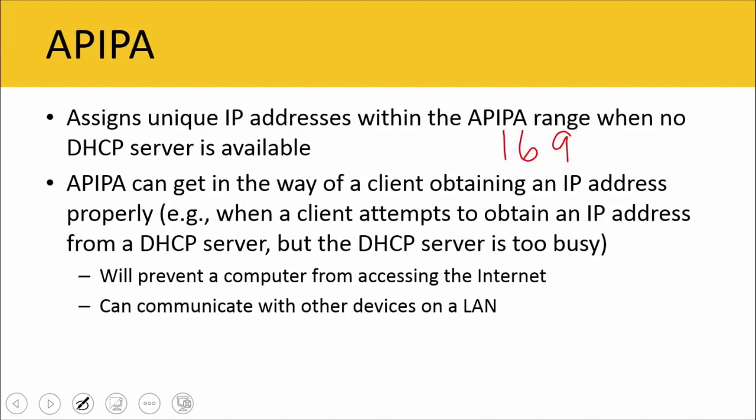When no DHCP server is available, APIPA can cause us some troubles too, because if you have an APIPA address, a 169 address, then it makes it difficult for us to obtain an IP address properly from a DHCP server sometimes, right? When a client attempts to obtain an IP address, the DHCP server might be too busy, or some other issues might come up. And so it will prevent a computer from accessing the internet if you have one of those addresses. But the good news is that you can use it to access and communicate with other devices on your local area network.